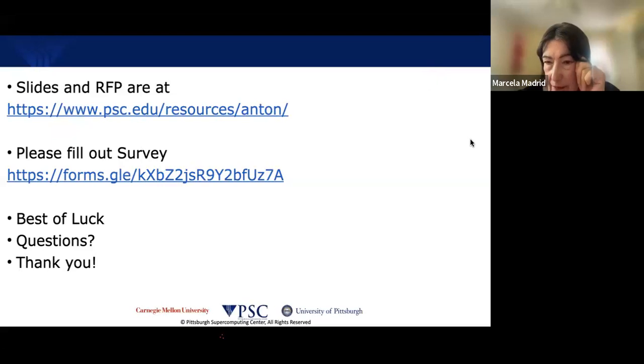Yeah, so it's not required. If you feel that it will strengthen your proposal, you can include it. Are there any other questions?